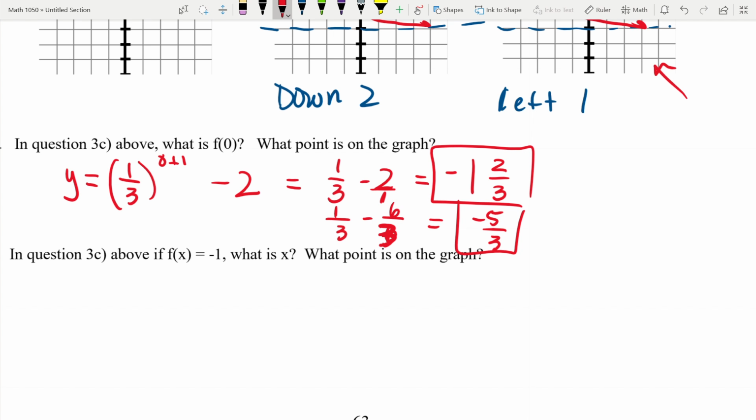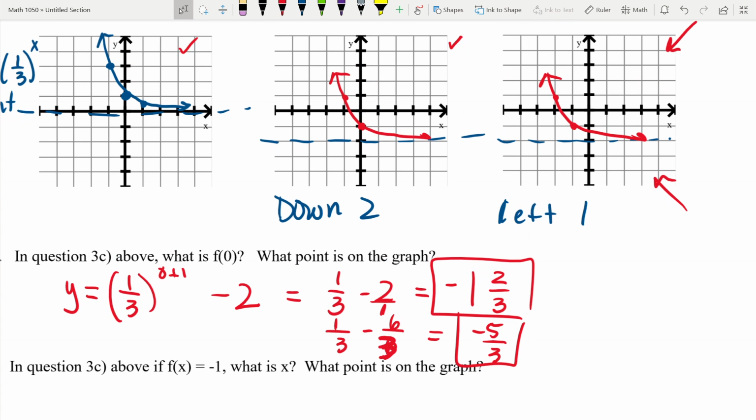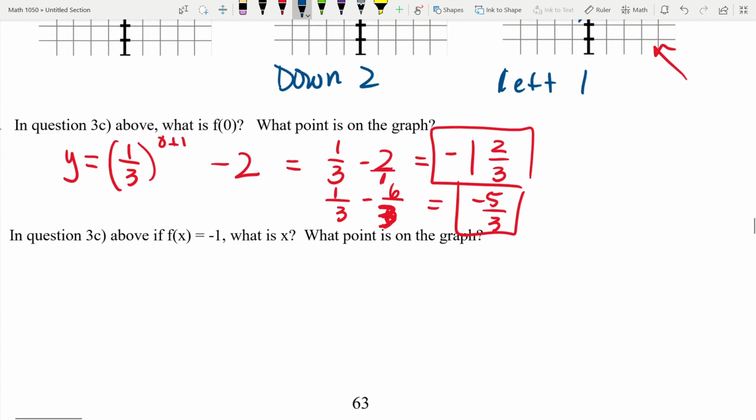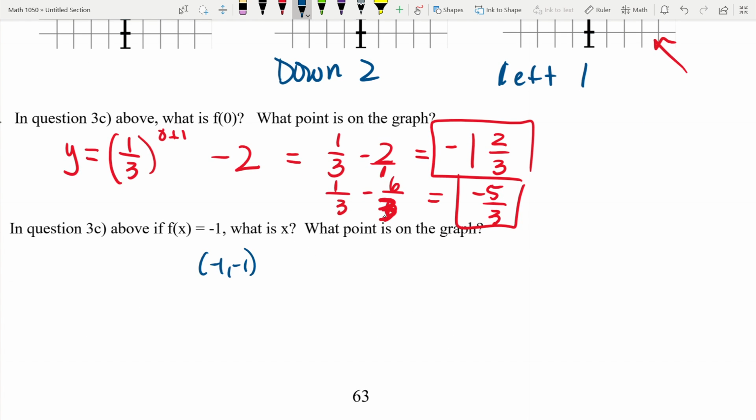Okay? In question 3C above, if f of x is -1, what is x? So they're saying, look at the graph. If y is a -1, what is x? Guys, that's this point right here. So that would be the ordered pair, -1, -1. So if y is a -1, what's x? The answer is x equals -1. And then the question is, what point is on the graph? Well, I already wrote that point. It's right there. We've done that before.